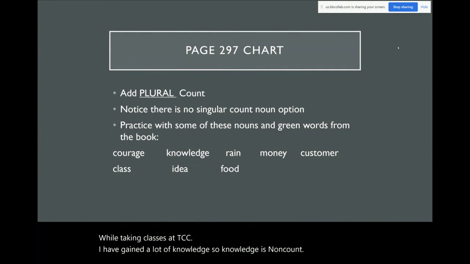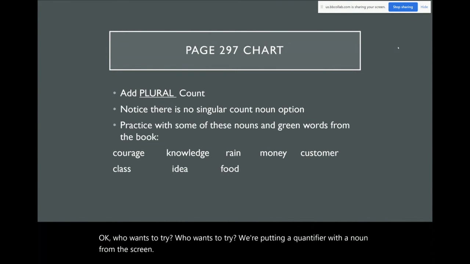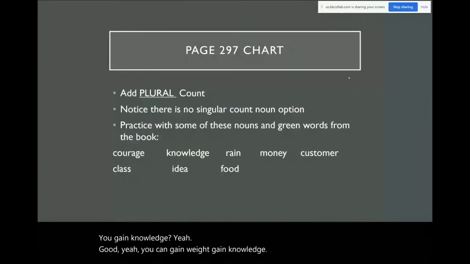Okay, who wants to try? We're putting a quantifier with a noun from the screen. Okay, Amani, can you repeat? You say you have been, or I said I have gained. Like, you gain knowledge. Oh yeah, gain weight, something like that, huh? Yes, you can gain weight, gain knowledge. Oh okay.